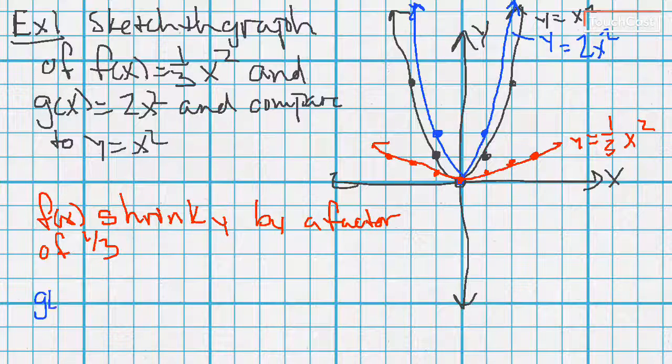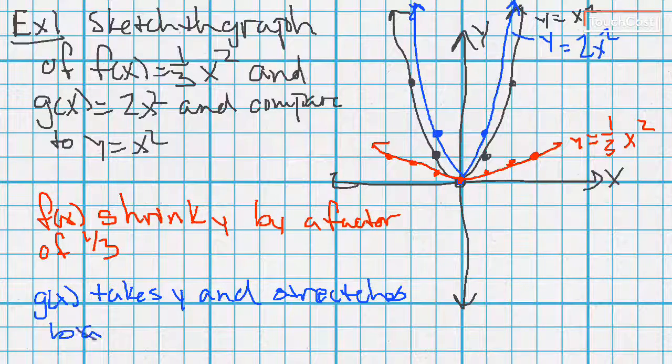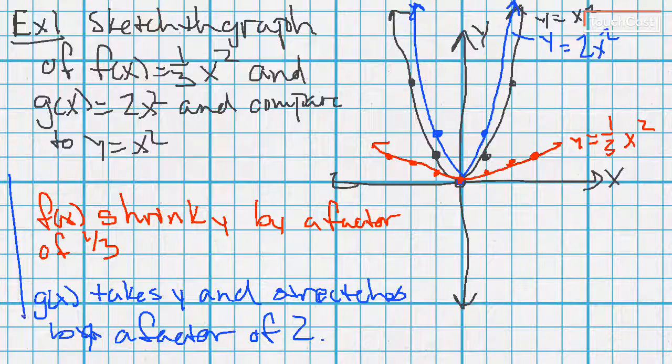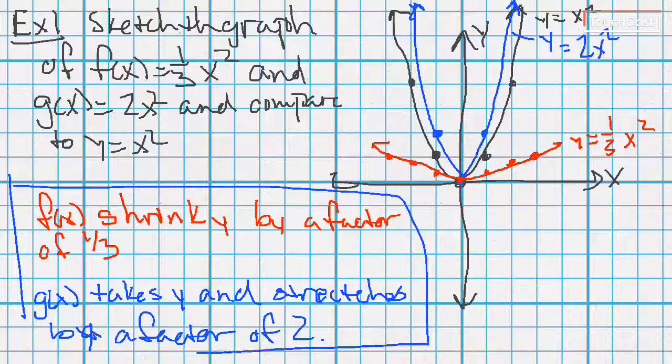G of x, our blue line, takes y and stretches it by a factor of 2. And that's all we have to do for this. What we just put here in red and in blue, the words, that's what they asked, and then our graph. So we're done with example 1.